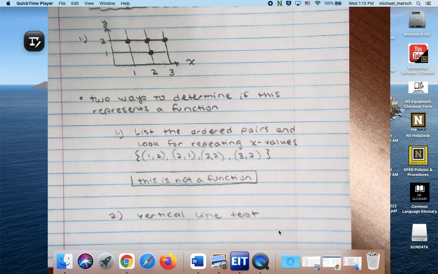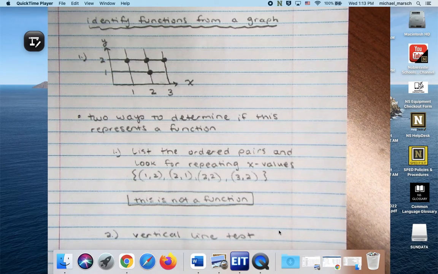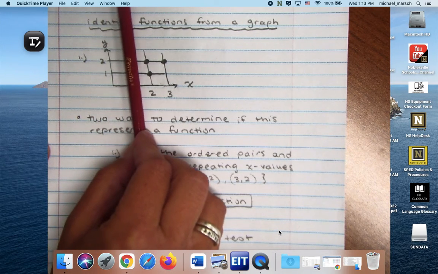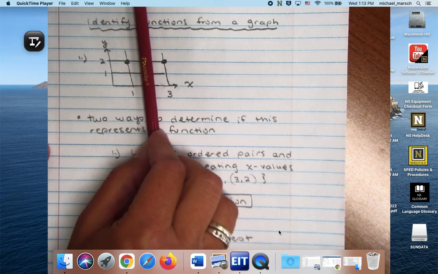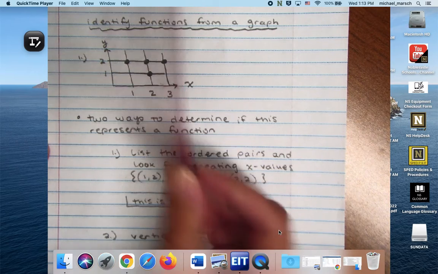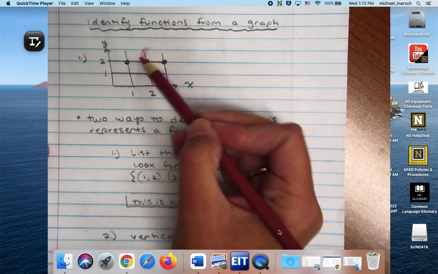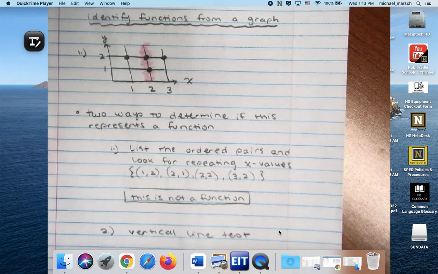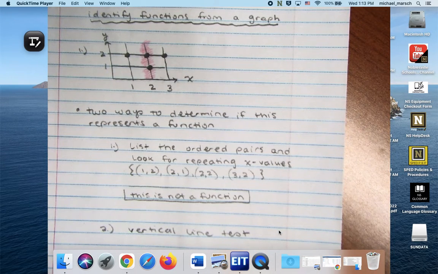All right, so you're going to look, listen, and learn for a second. As I take my pencil or my colored pencil and I roll it across my graph, does it go through any 2 points at the same time? Yeah. That's my vertical line test. If it goes through more than 1 point vertically, it fails the vertical line test, which means it's not a function.